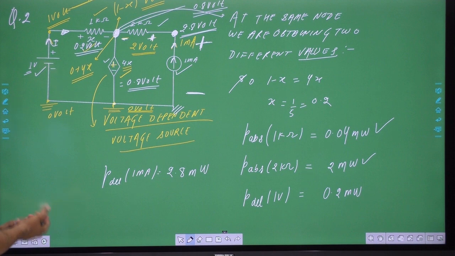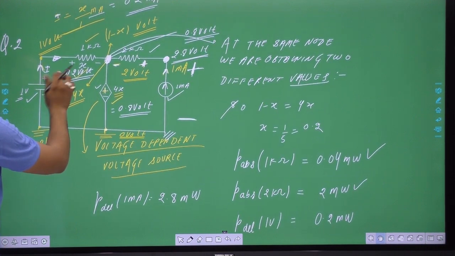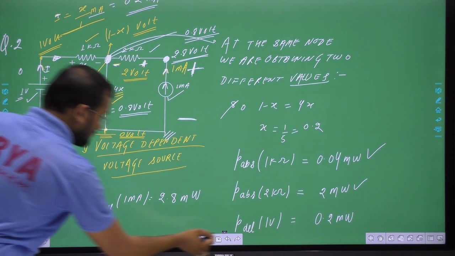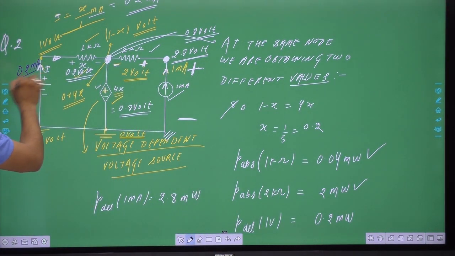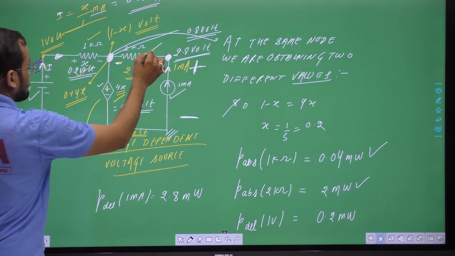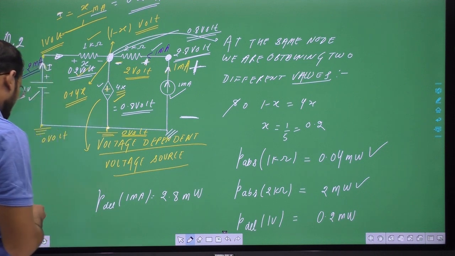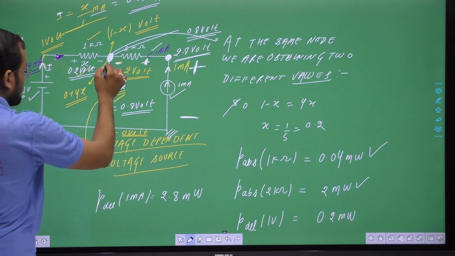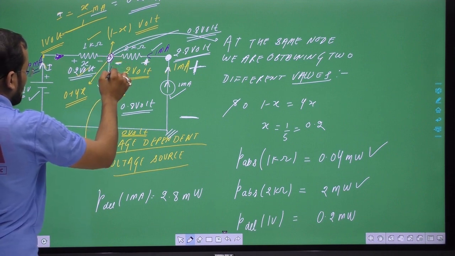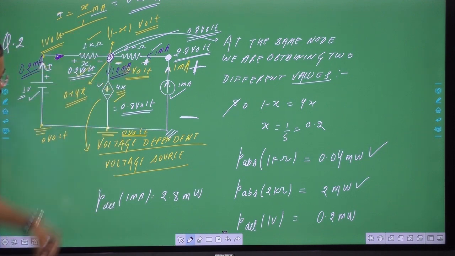Okay, now we have to find the power absorbed by 4x. As you will see, 0.2 milliampere current is flowing from here, and 1 milliampere current is flowing from here. 0.2 milliampere is flowing from this node to this node, and 1 milliampere is flowing from this node to this node. So by applying KCL at this point, we obtain that 1.2 milliampere will flow through the positive terminal of the dependent source.